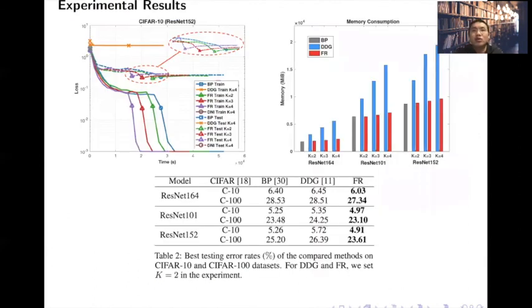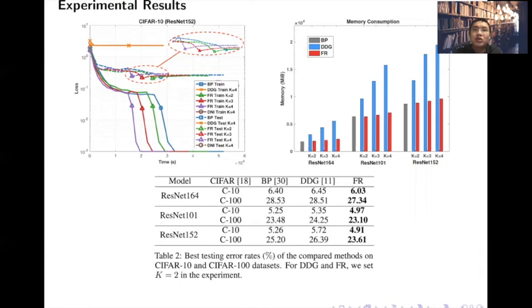In the paper, we also execute extensive experiments to verify the performance of the feature replay algorithm. In the first figure, we can see that the feature replay algorithm converges very similarly to the BP algorithm, and if we increase the number of GPUs, we can reduce the training time significantly. If the number of GPUs is 4, the computation time of the feature replay algorithm is just about half of the training time of the BP algorithm.